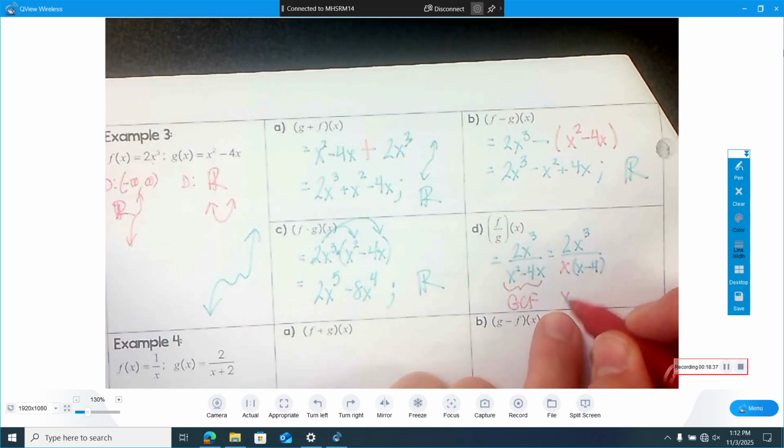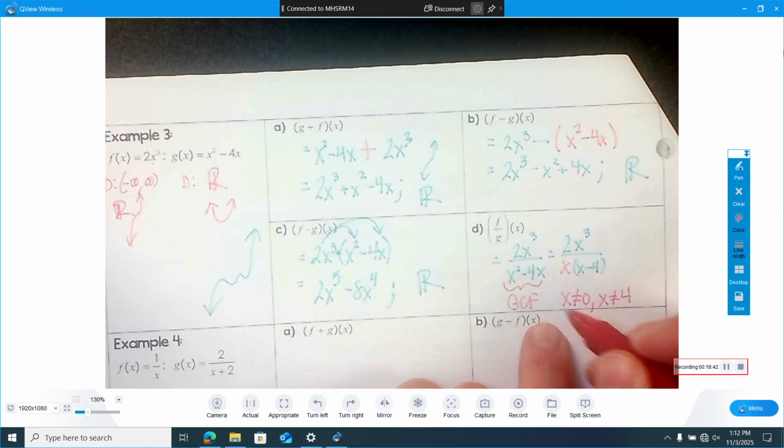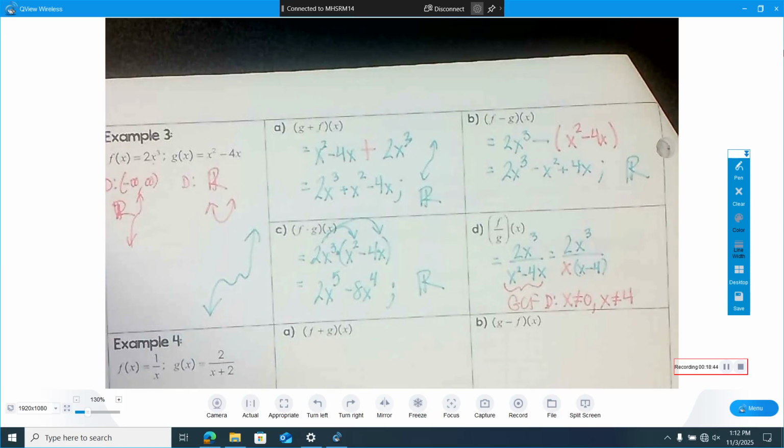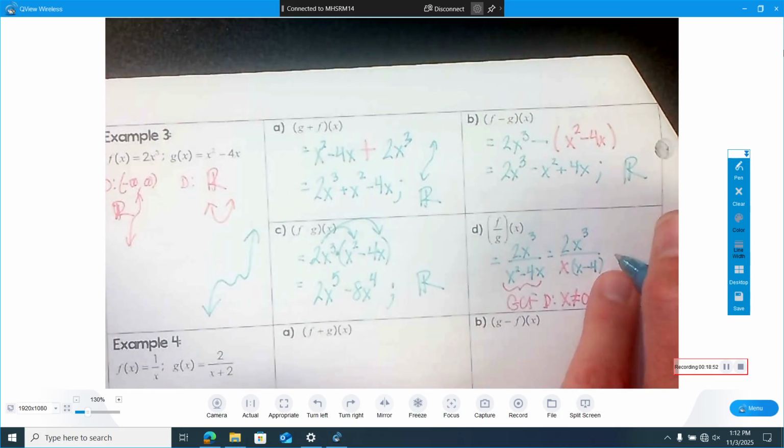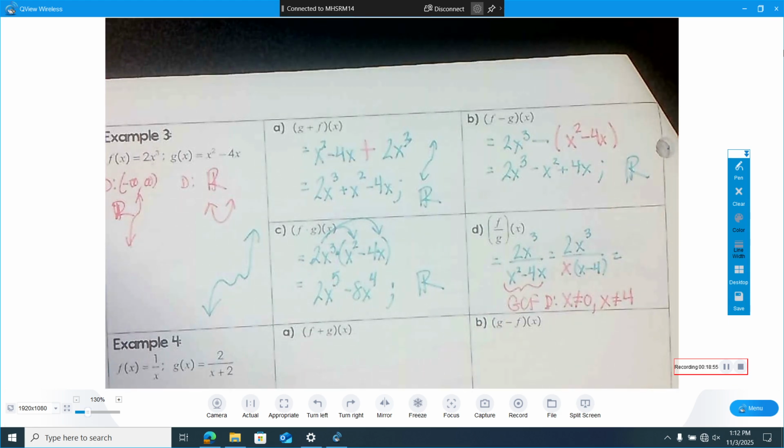Oh, this is true. X is not allowed to be 0 and x is not allowed to be 4. This is true. From right here is where we'd want to think about the domain here, the denominator domain. But we can also simplify as well, and Delta Math is going to want you to simplify.